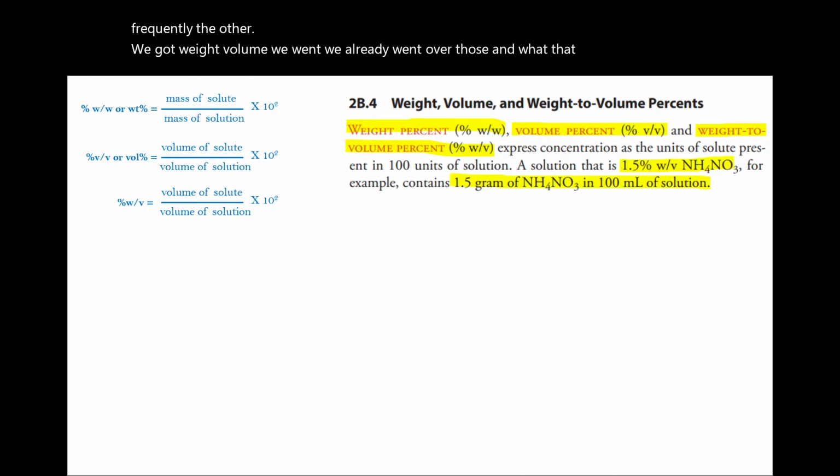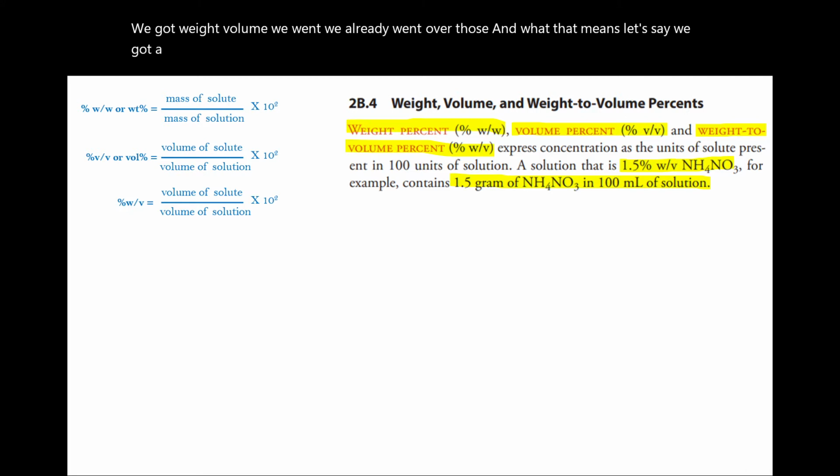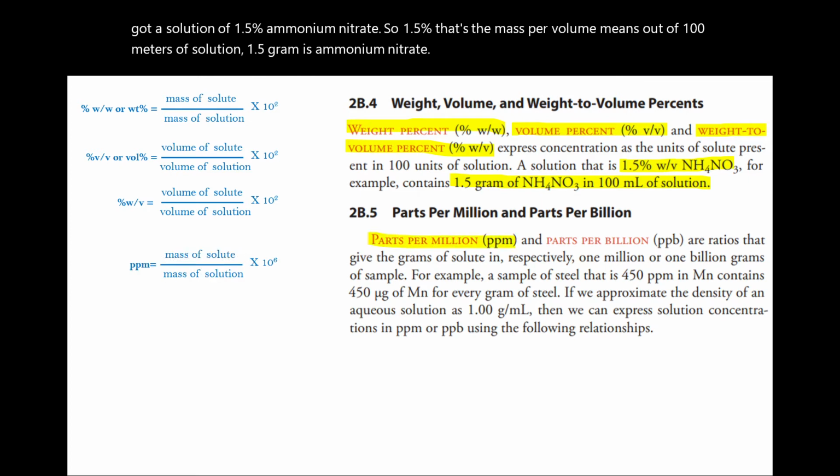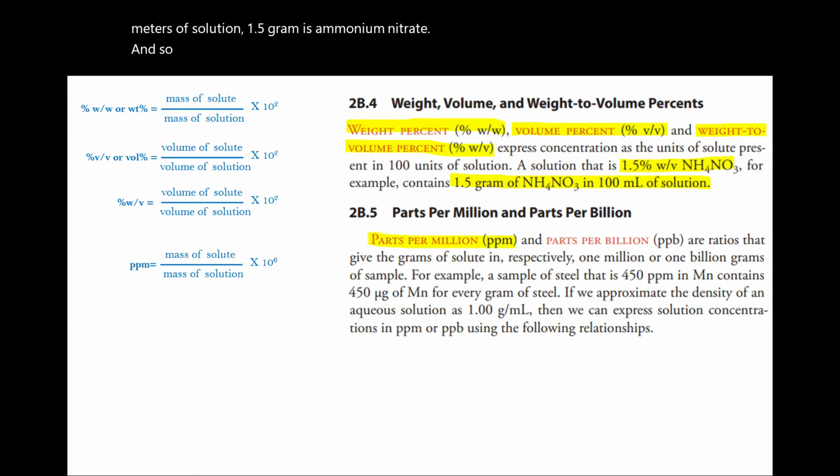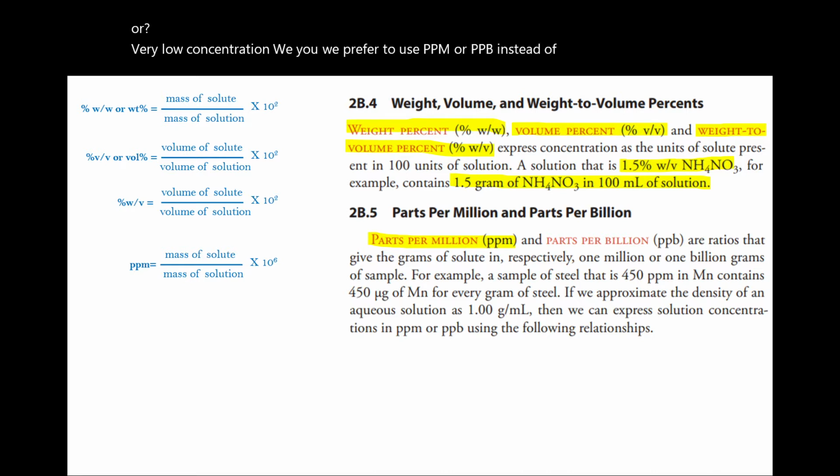Let's say we got a solution of 1.5% ammonium nitrate. So 1.5%, that's the mass per volume, means out of 100 ml of solution, 1.5 gram is ammonium nitrate. So the parts per million, ppm and ppb, these are whenever we have really dilute solutions or very low concentration. We prefer to use ppm or ppb instead of molarity or percentages.